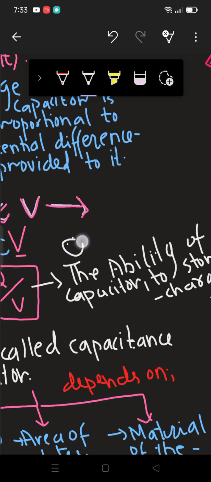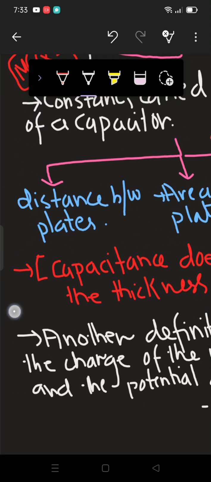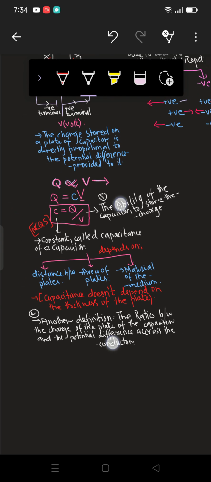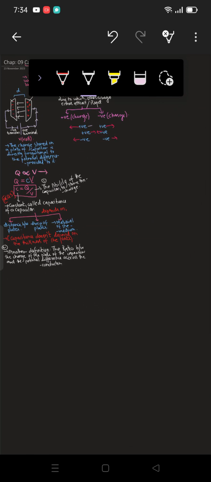However, we have made our another definition as well, which is basically the ratio of the electric charges stored on the capacitor and the potential difference across the conductor, right? This is what we have discussed in today's video. In the next video, we're going to derive the unit for the capacitance of the capacitor.